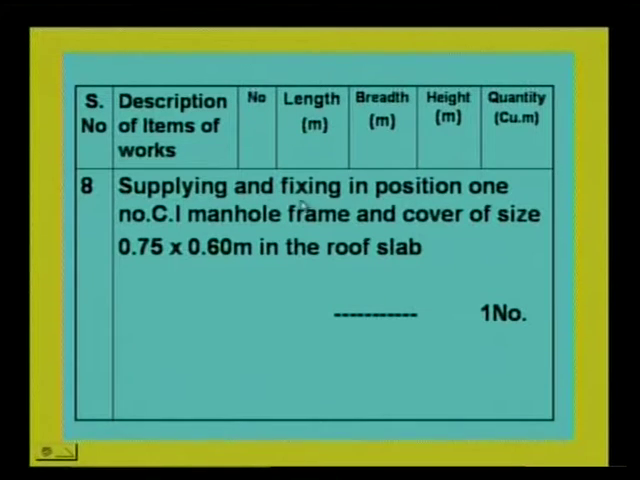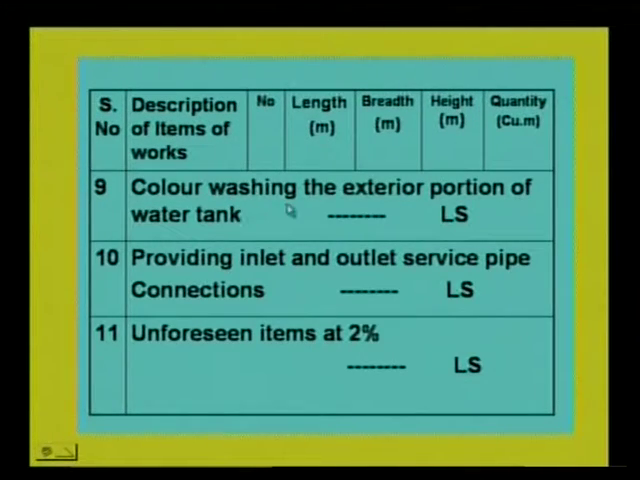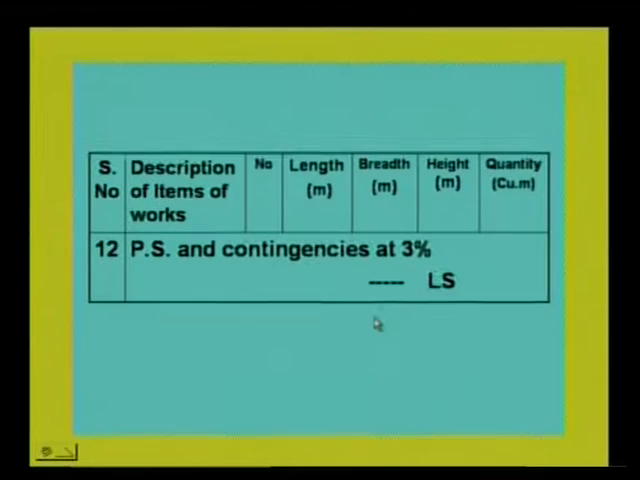Then supplying and fixing in position 1 number of CI manhole frame and cover of size 0.75 by 0.6 meter in the roof slab, 1 number. The next, supplying and fixing in position MS ladder, 1 number. Then color washing the exterior portion of the water tank LS, providing inlet and outlet service pipe connections LS, lump sum. LS means lump sum. Unforeseen items at 2% lump sum. PS and contingencies at 3% is taken, that PS is plumbing systems. So this is the detailed estimation of RCC overhead tank.